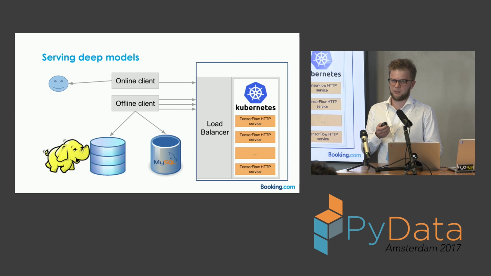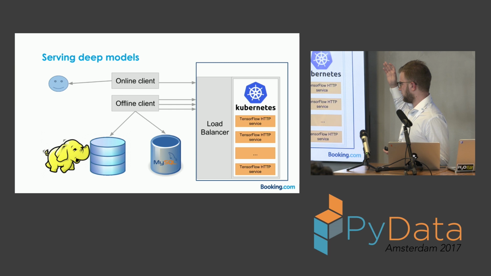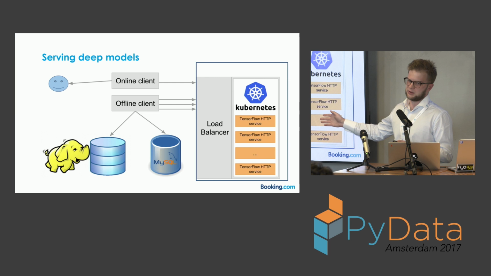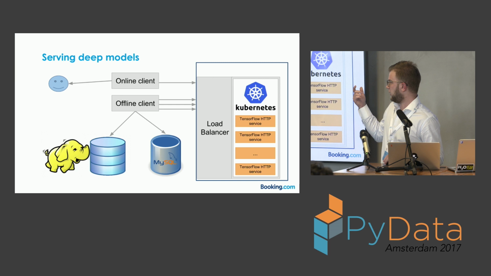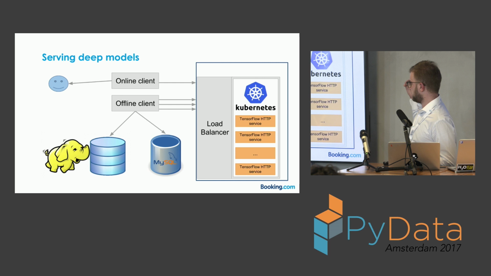And this is what our platform looks like. We rely on Kubernetes as an orchestration framework to run containers there with a simple HTTP service that sends predictions back. This sits behind a load balancer, and for offline clients, we sometimes want to put data right into Hadoop and sometimes into MySQL. But for an online client, say if we want to use the model on per page view, we want to get the prediction very, very quickly. So basically, the serving part is exactly the same for both offline and online clients, and the client has the power to choose which strategy to follow, optimize for latency or optimize for throughput.